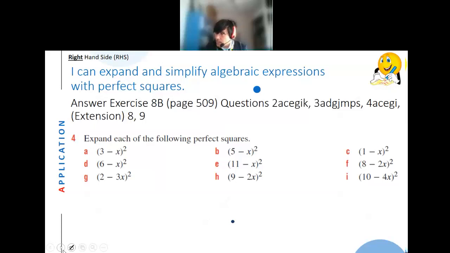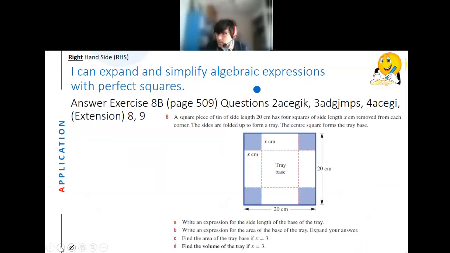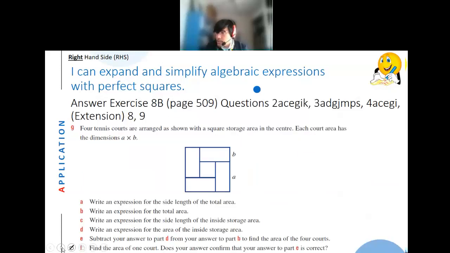And then if you are up for it, here are some extension questions. Question 8 there and question 9. As you can see, they are worded questions. So have a go at them if you feel confident, once you've done 2, 3, and 4.